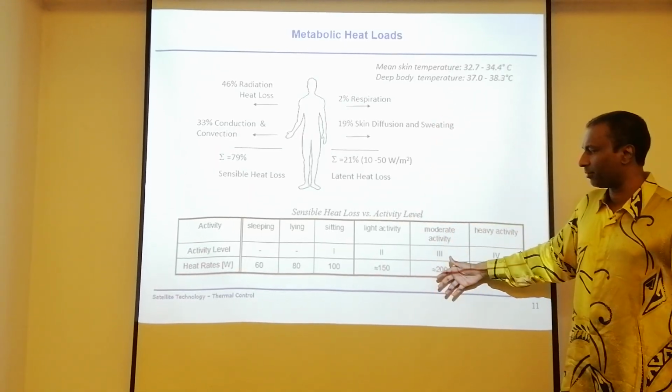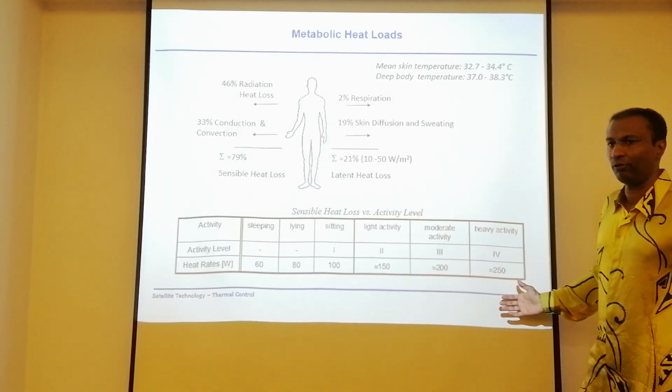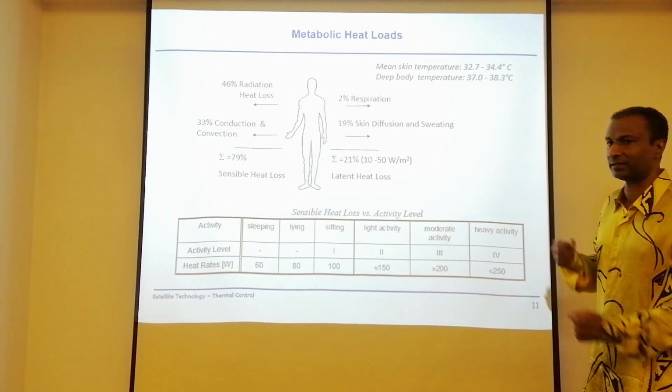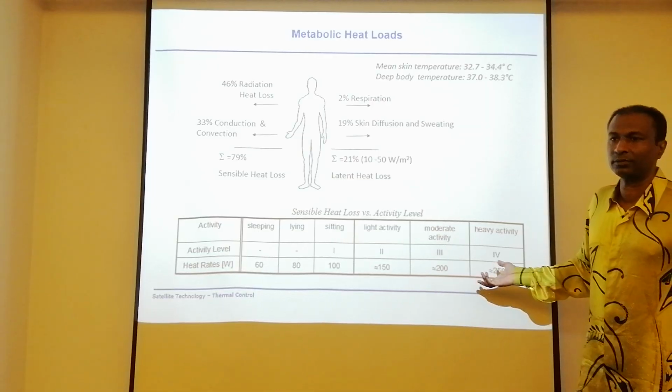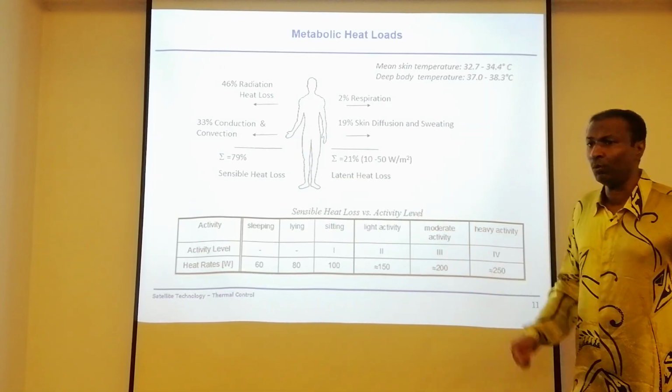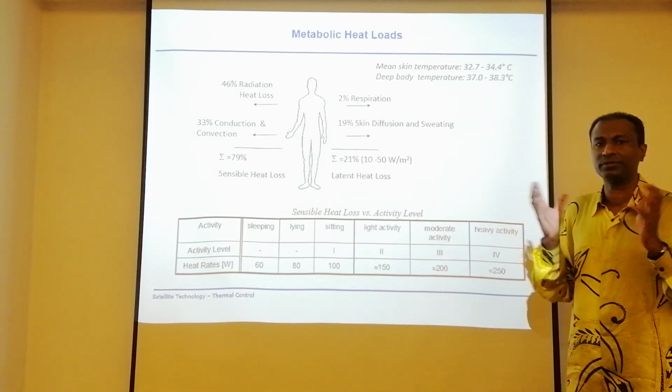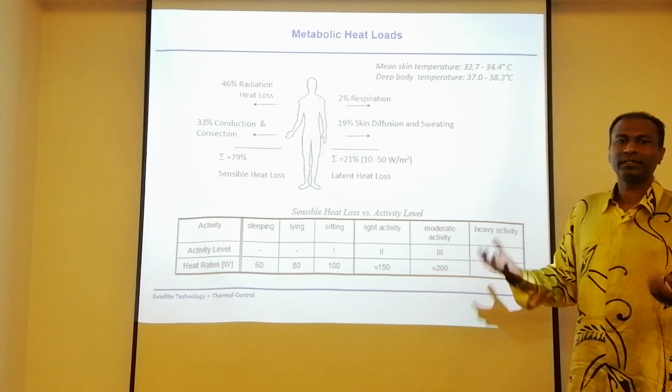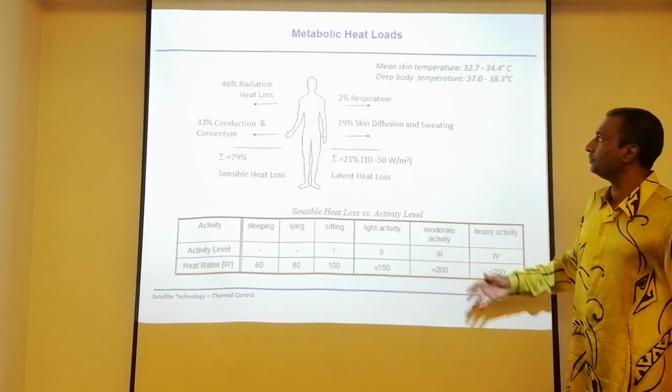So let's say you have about four astronauts doing very heavy activity like cycling. You have almost 1,000 watts emitted to your environment. So you have to manage it. Who's going to manage? The thermal control system will manage.